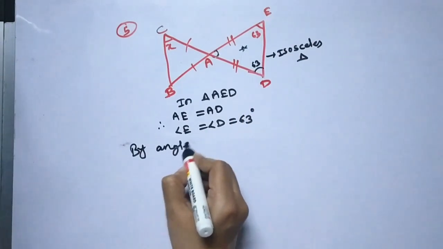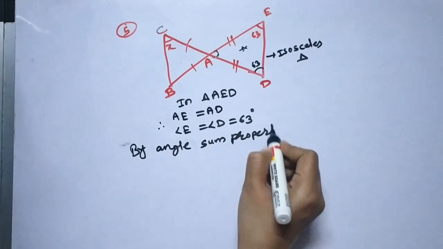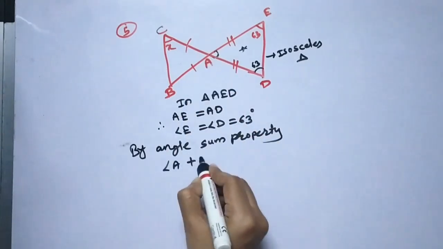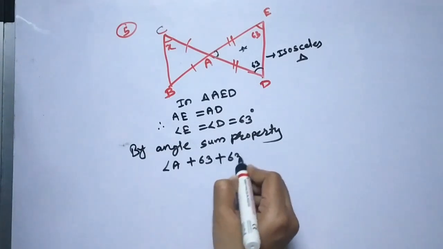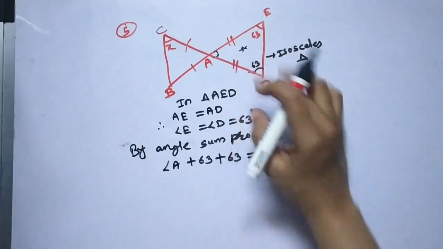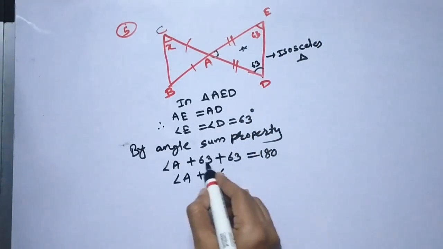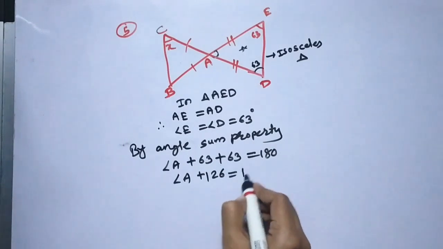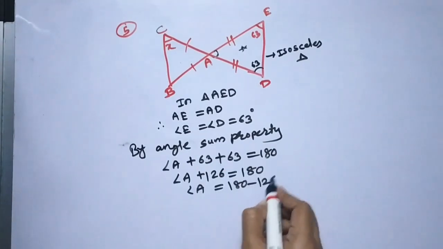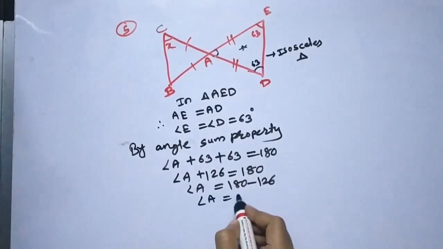Okay friends, now remaining angle A we can find by using angle sum property. So by using angle sum property, we can easily find out this angle A. So angle A plus 63 plus 63 is equal to 180 degree. So angle A plus, we'll get here 126. So friends, angle A is equal to 180 minus 126. So we'll get angle A is equal to 54 degree.